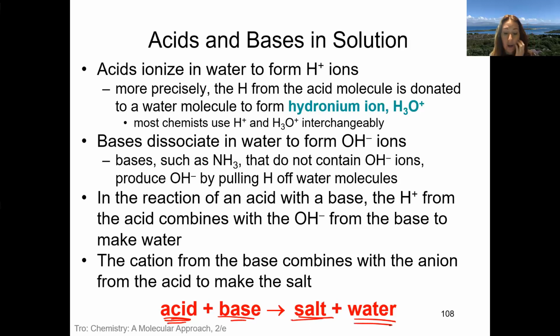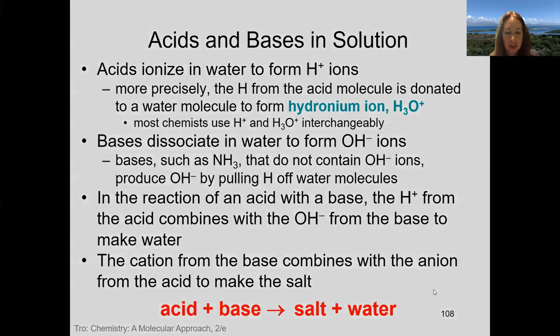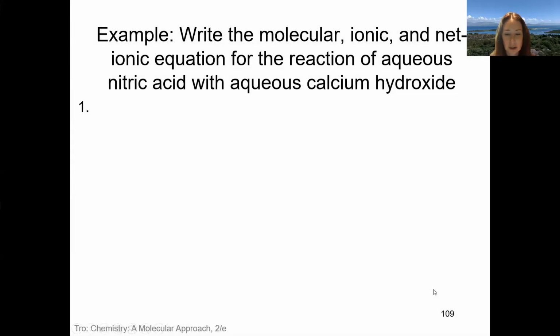But again, really, it's just a double displacement reaction. Our acids will ionize, form H plus, and then our bases dissociate to make OH's, and then they split. But I'll show you again, really we can just treat it just like a regular double displacement reaction. So let's try this one. If we have nitric acid and calcium hydroxide, and we want the molecular, ionic, and net ionic. Okay, so I'm going to do this one, and then you're going to try some on your own.